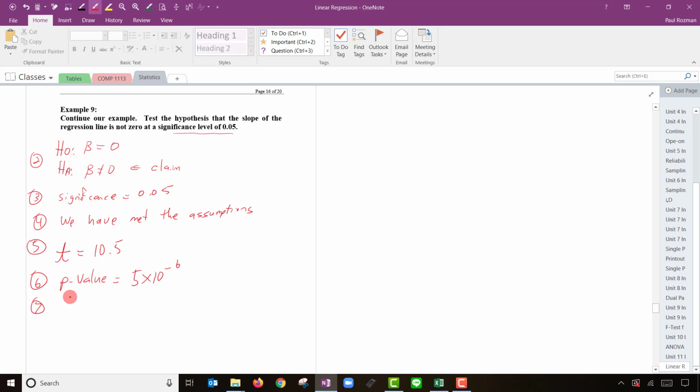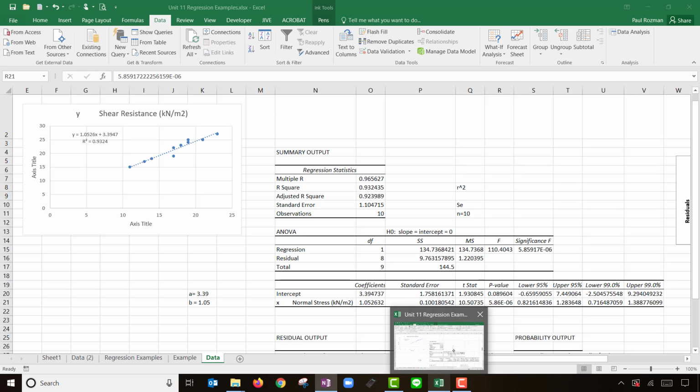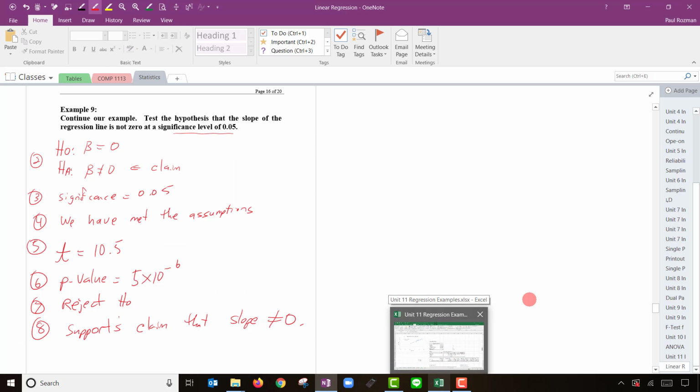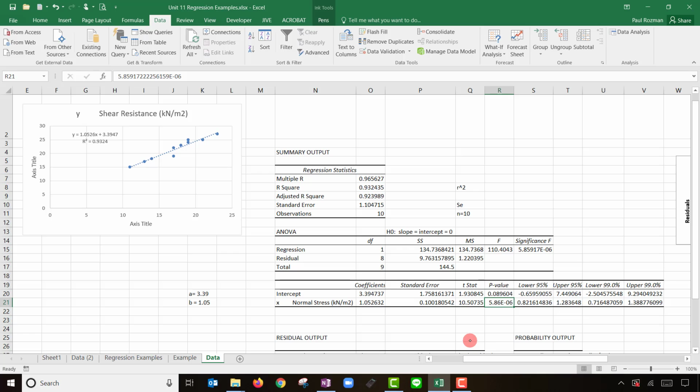So we'll reject the null hypothesis, which means we'll support the claim that the slope isn't 0. This is really rough, but you get the idea from that. You can use Excel to get those values. They're just in that standard output.